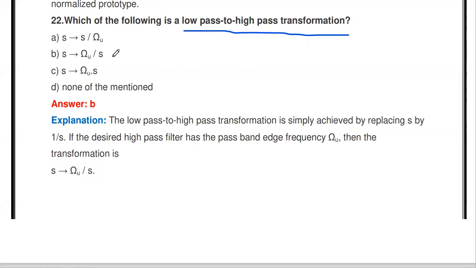You just replace S by omega U divided by S, where omega U is the cutoff frequency or edge frequency. You replace it in HA of S, which is called the transfer function of the analog filter. In that transfer function, you replace the variable S by omega U by S if you want to convert low pass to high pass. If you want to convert low pass to low pass with some cutoff frequency, you replace S by S divided by omega C.